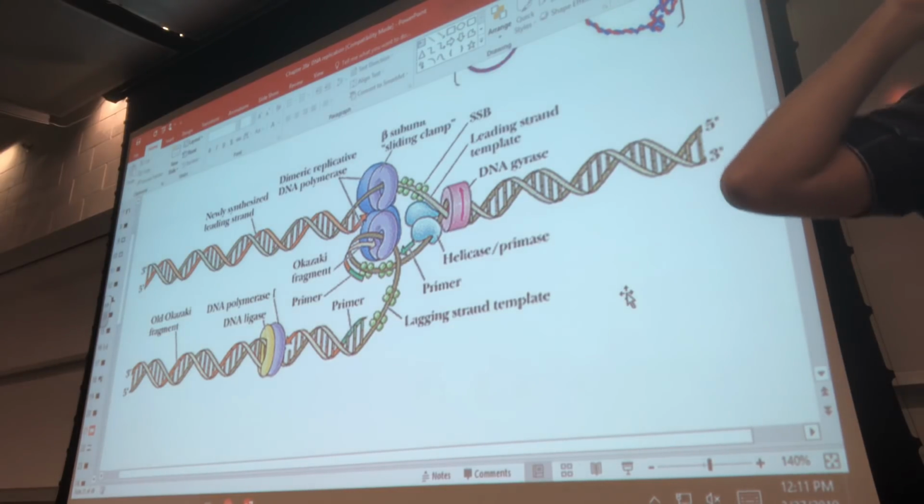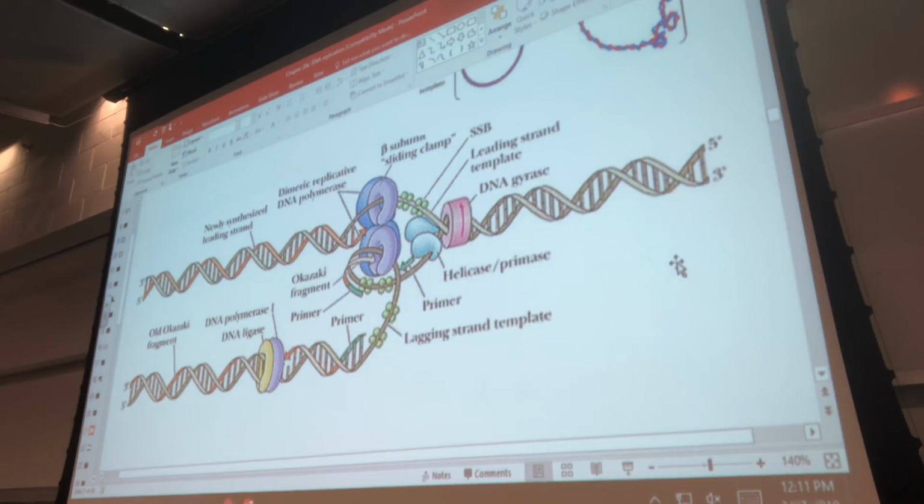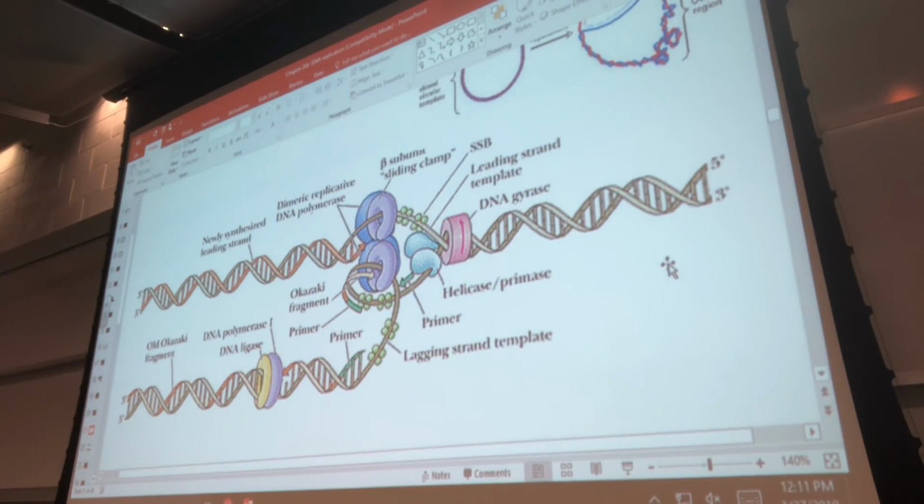So we're going to continue from last time. Last time I talked about the different enzymes involved in prokaryotic DNA replication. Here is a very quick review of those enzymes so you can orient yourselves with what goes where.